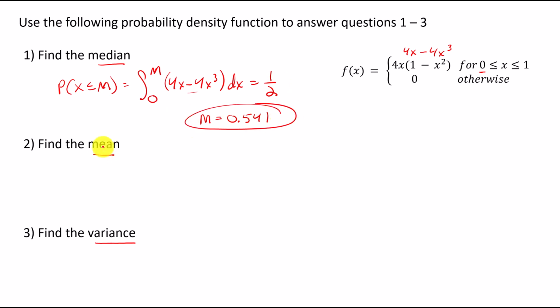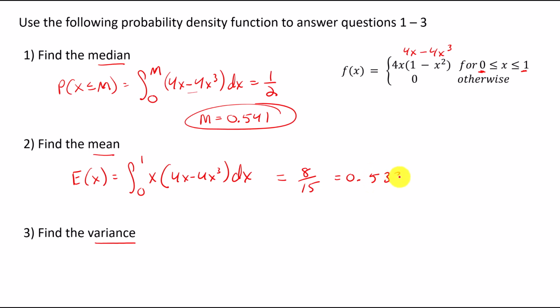For our mean, the expectation is going to be the integral from 0 to 1, so from my lowest to my highest here, of x times 4x minus 4x cubed dx. Of course, I would distribute this x and then integrate and evaluate. When you do that, you should have gotten 8/15, which is 0.533 as a decimal. So either one is fine.